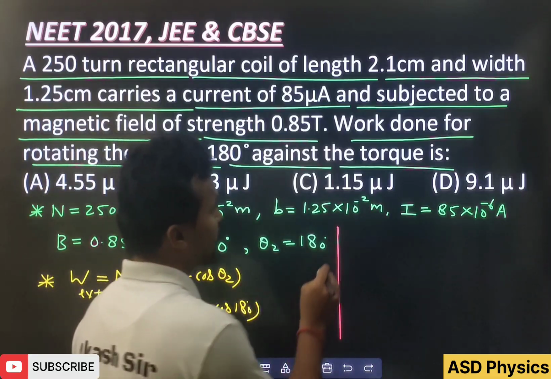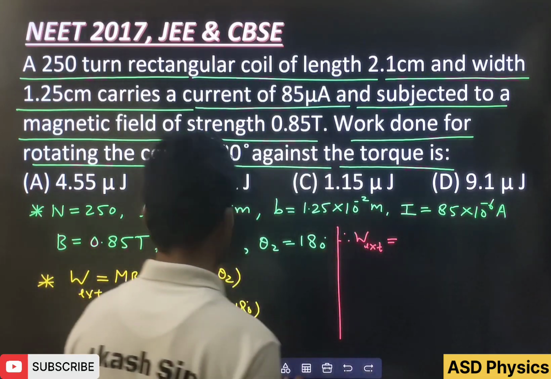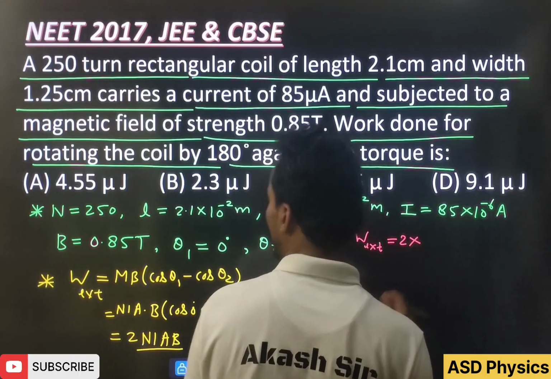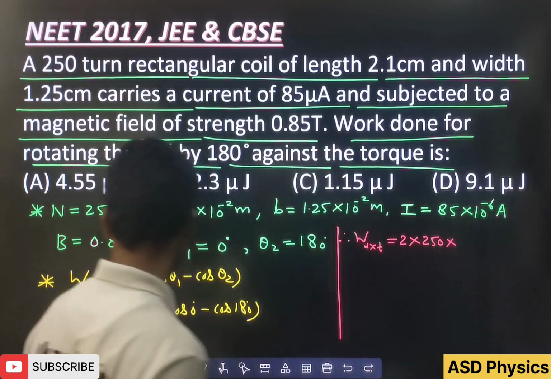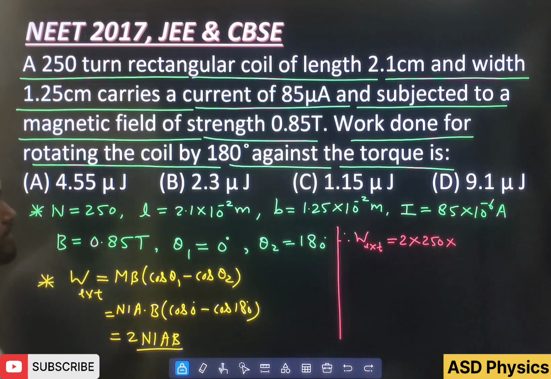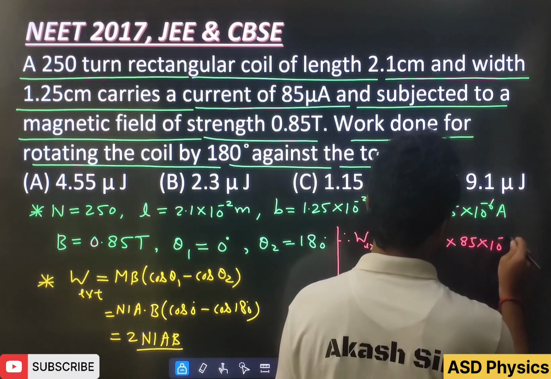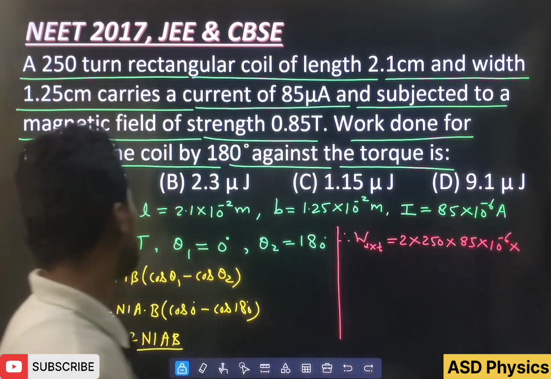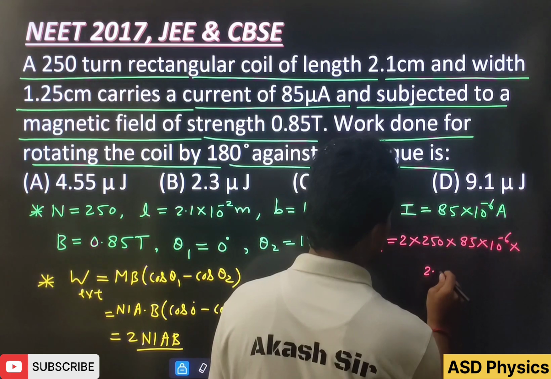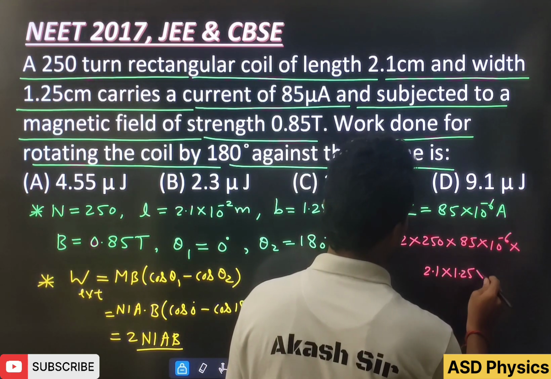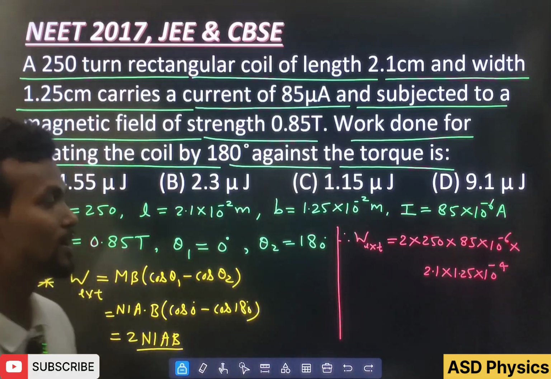Hence work done by the external force, we have to put in the data. So 2, number of turns 250. Current, how much is given? The I value is 85 microampere, that means 85 into 10 to the power minus 6, into area. Area means length into breadth, that means 2.1 into 1.25 into 10 to the power minus 4, because minus 2 minus 2 gives minus 4.